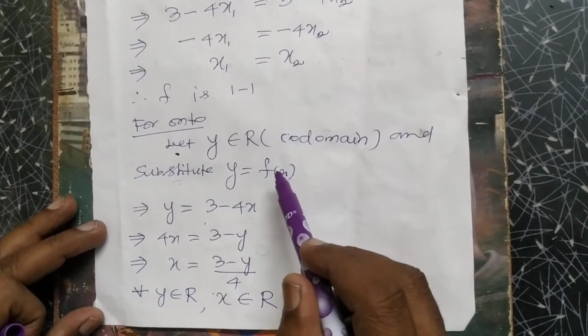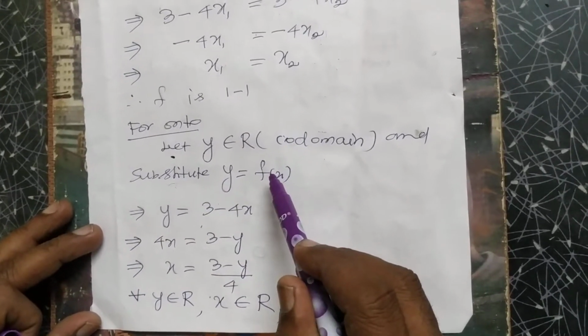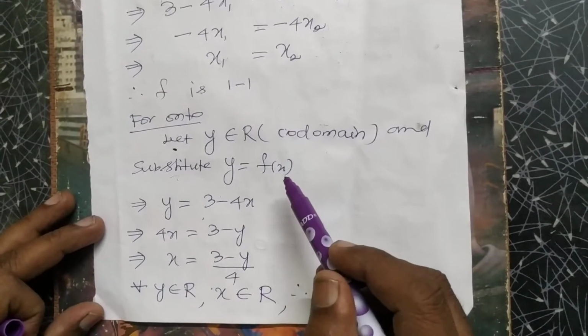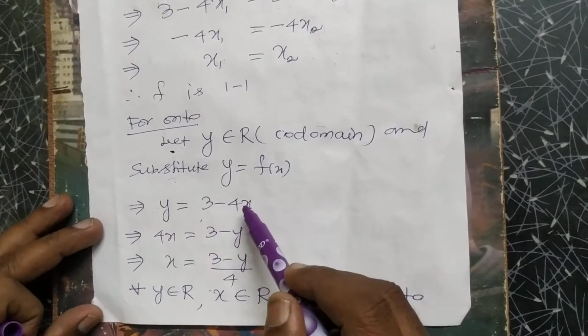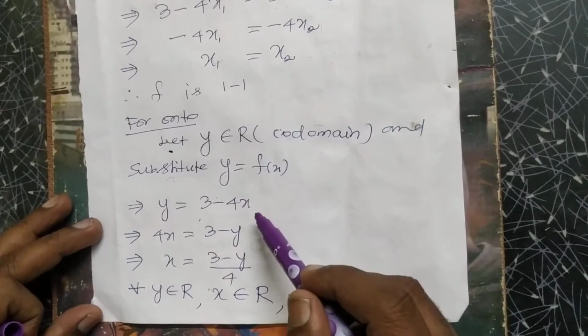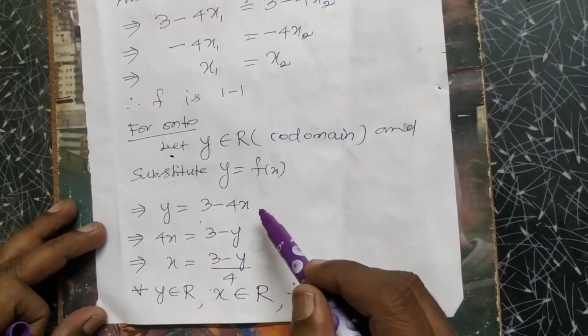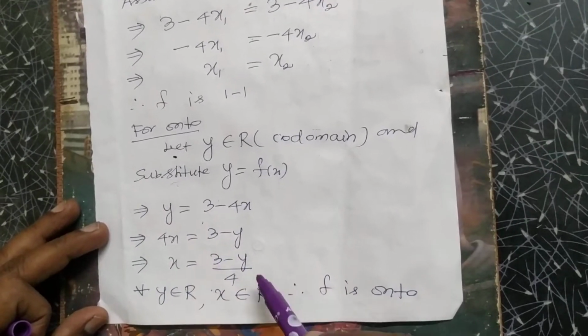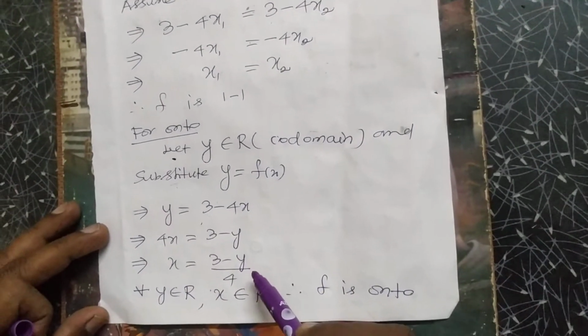In that way, let y be any arbitrary element of codomain R such that f of x equal to y, or y equal to f of x. y equals 3 minus 4x. Then find the value of x: minus 4x, you bring it here. Then x equals 3 minus y divided by 4.